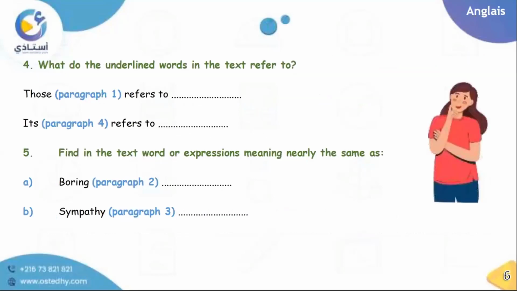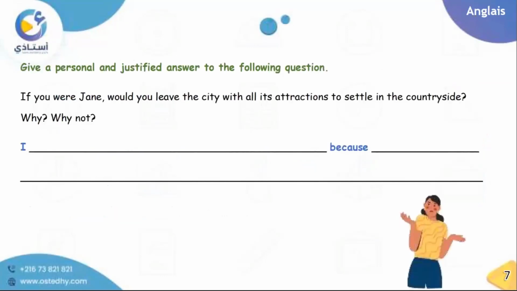Then we have: what do the underlined words in the text refer to? We would always have this kind of question. Those in paragraph 1 and in paragraph 4, you need to just look at them in the text and find out what they refer to. It can be before or after. And then find in the text words or expressions meaning nearly the same as boring and sympathy. So boring is in paragraph 2, you can look at it while I read, and sympathy in paragraph 3, same. Okay, normally that's it.